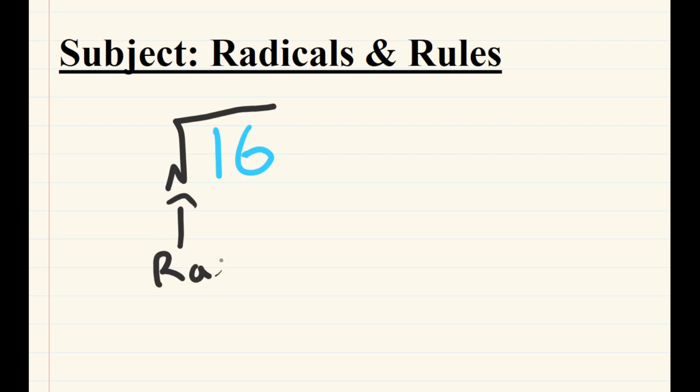Hey everyone, in this video we're going to talk about radicals and some of the rules associated with them. So let's just give an example. Radical 16. This gray part right here is called the radical. And the blue part right here, the number underneath the radical, is called the radicand.